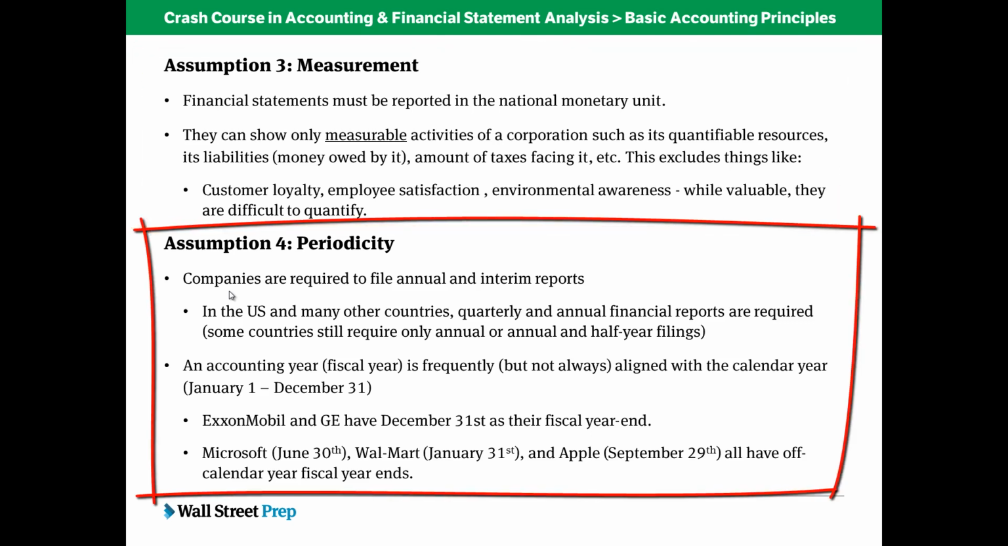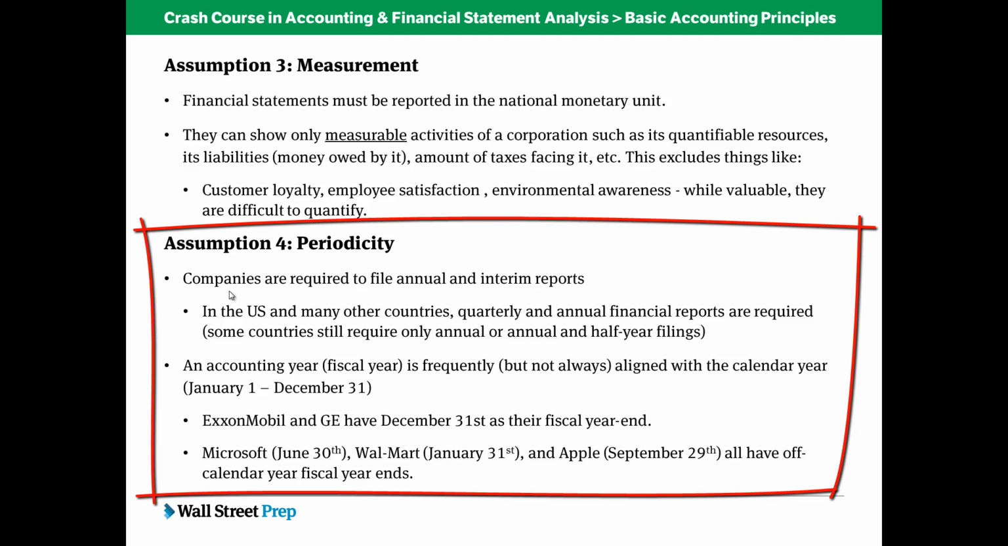The fourth assumption is periodicity. Companies are required to file annual and interim reports, and in the US and many other countries, we're talking about quarterly reports and annual filings as the required periodic filings that companies have to make. Accounting year is frequently but not always aligned with the calendar year, which means for many companies, January 1st to December 31st is their fiscal year, which is also the calendar year. And examples include ExxonMobil and GE as well as many other companies.